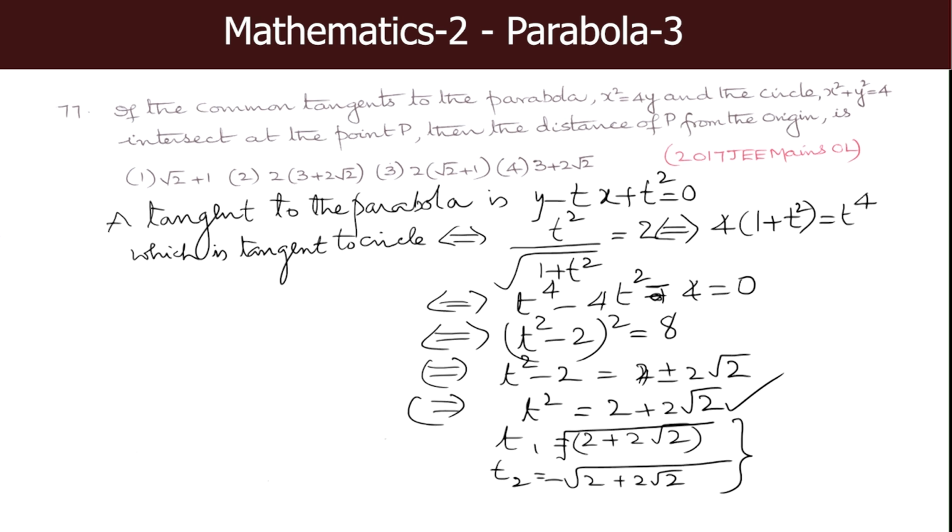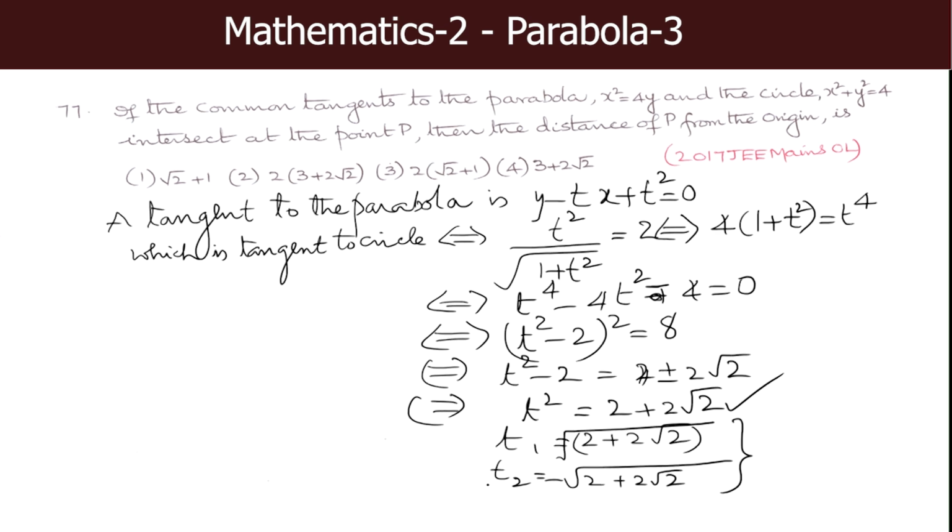Okay. These are the two values of the parameter T. That means corresponding to these 2 points on the parabola, the tangents drawn to the parabola x square equal to 4y are also tangents to the circle. These are the common tangents. And he is asking the distance of the point of intersection P from the origin.